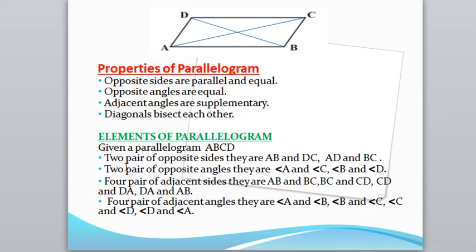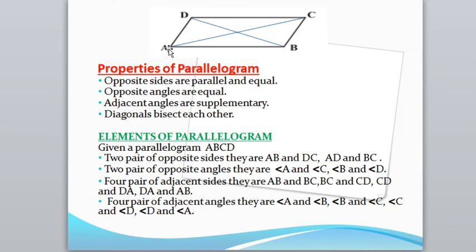Four pair of adjacent sides are present in a parallelogram. They are AB and BC, BC and CD, CD and DA, and DA and AB. So earlier also I told you what are the adjacent sides. The adjacent sides are where one of the sides starts and the other ends. So here at A one side starts and ends at B. So A to B is one side, and from this ending another side is going to start, that is BC.